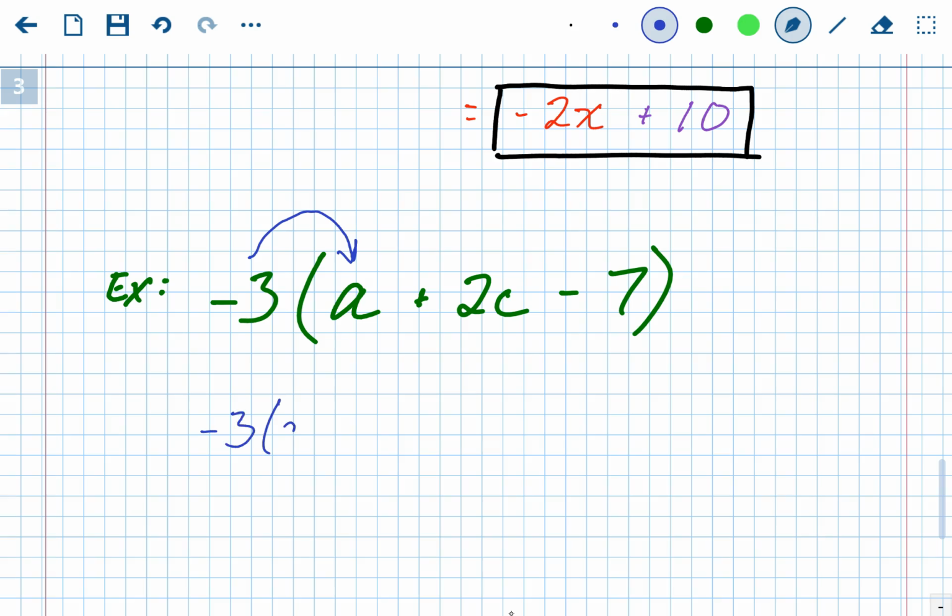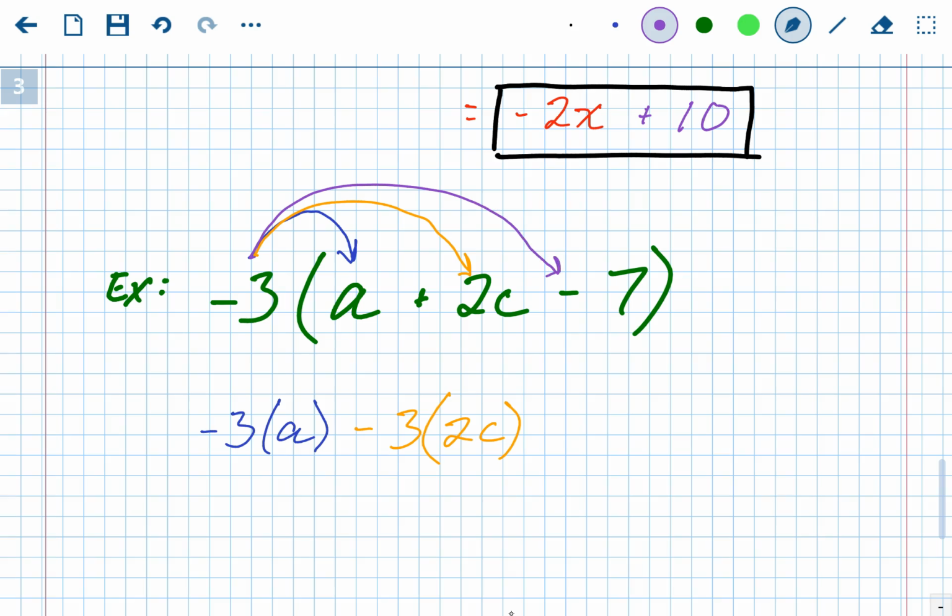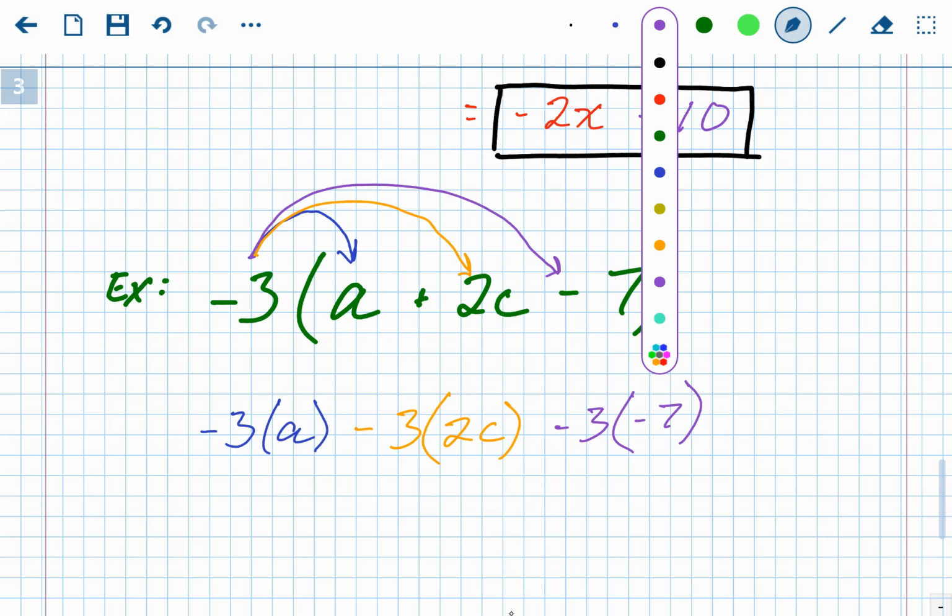I'll write it out. Again, you could skip these steps. -3 times a is just -3a. But I'll write it out. Then you got -3 times 2c. And then last multiplication, again, is -3 times not 7, but -7. So again, notice that every term in that grouping got that -3 applied to it. Okay, and the application is multiplication.